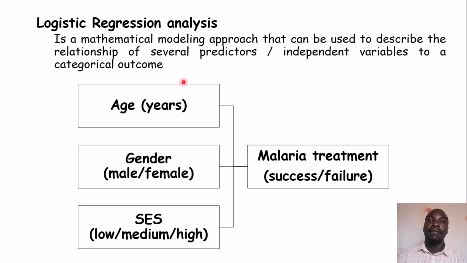We've seen in our definition that the independent variables can be continuous in nature, for example, age here, or they can be categorical in nature, for example, gender, male or female, and socioeconomic status, low, medium, or high, whereas the outcome should strictly be categorical in nature.